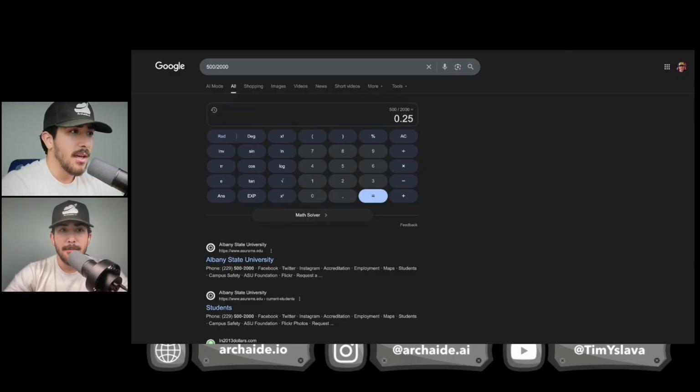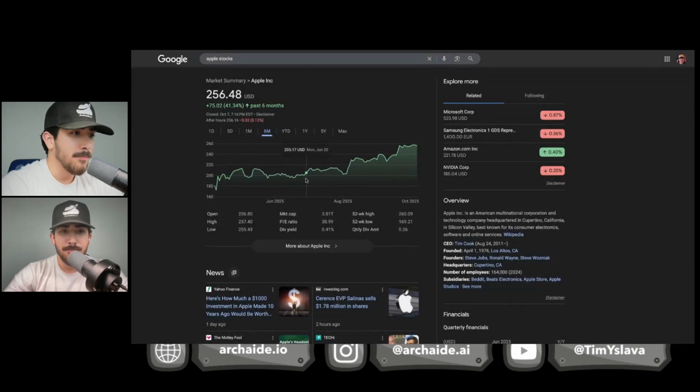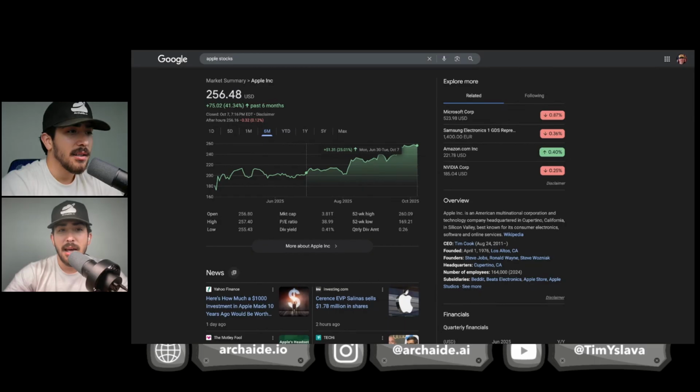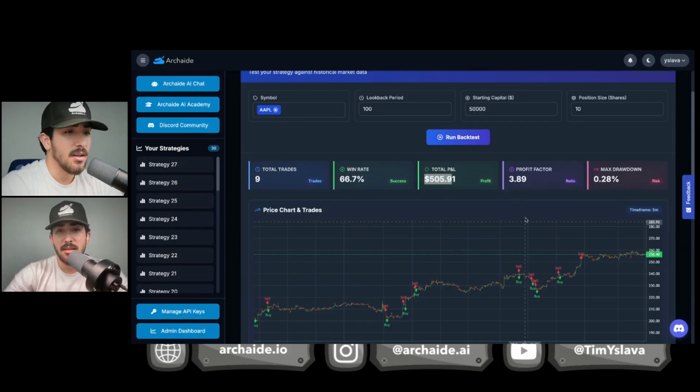Now, again, that's basically about the same as Apple, as just buying and holding the stock. Now, again, you would not have to deal with, like the pros right here, a 5.6% drawdown. The biggest drawdown that you would have to deal with if you use this strategy is 0.28%. It's a very small drawdown, okay?